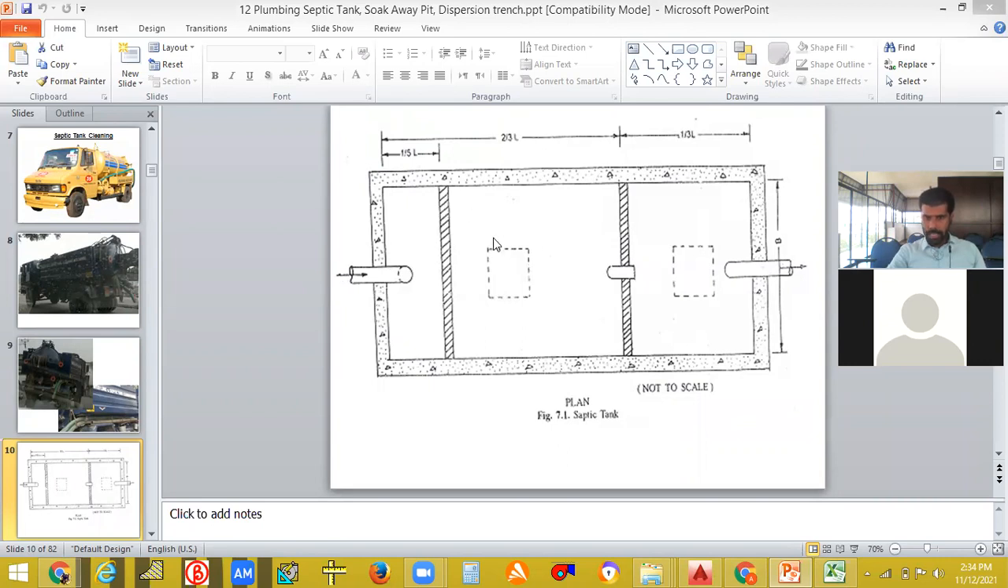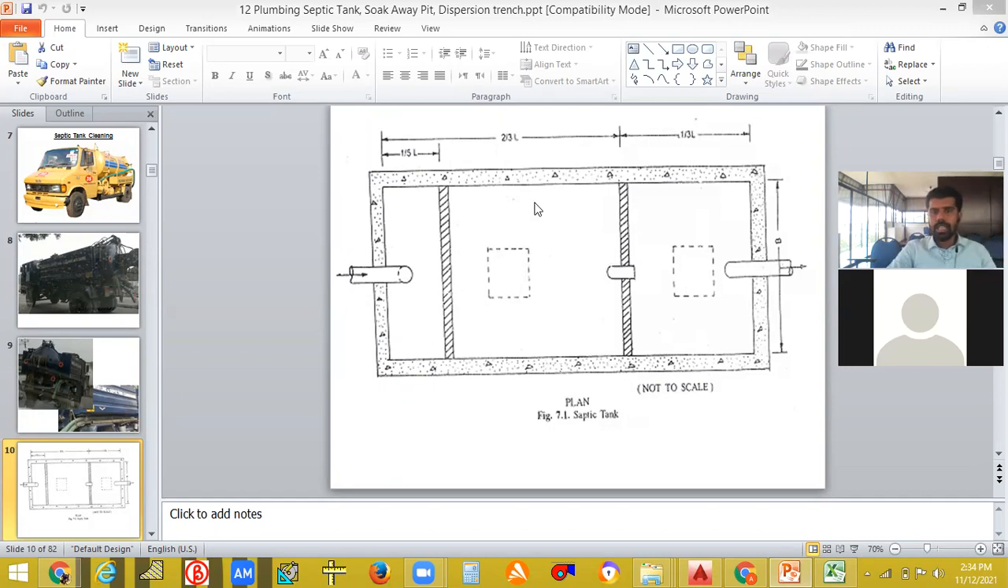Then it will go to the second chamber. Then it will be going to the third chamber. Then it will be going to the soffit. This is the outlet. And this is the breadth and this is the length. These are the manholes. You have to provide two manholes for inspection and all those things. This is the manhole.